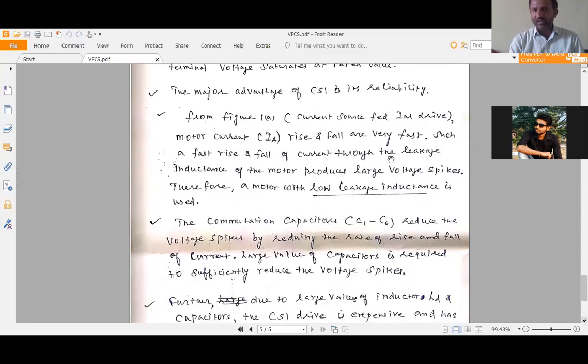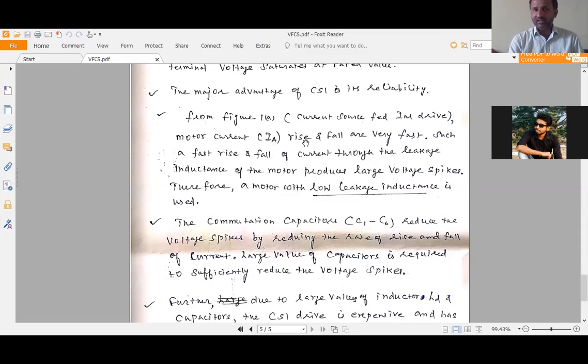From figure 1A, earlier we discussed the basic circuit diagram of the current source fed induction motor. The current source inverter is constructed using 6 diodes, 6 thyristors and 6 capacitors. The output of the current source inverter is connected to the input of the induction motor drive, and the motor current, that is the phase current, we have denoted as IA.